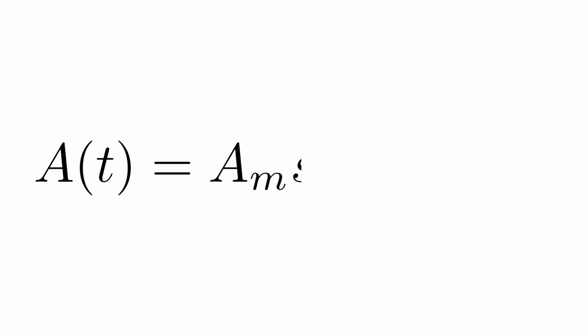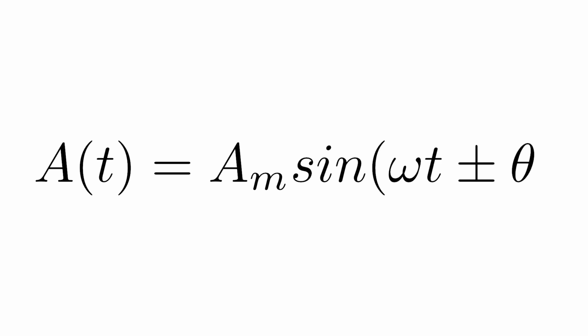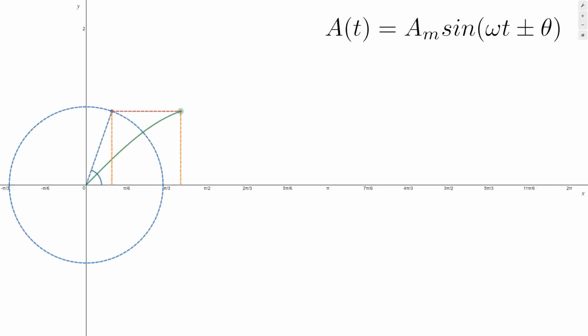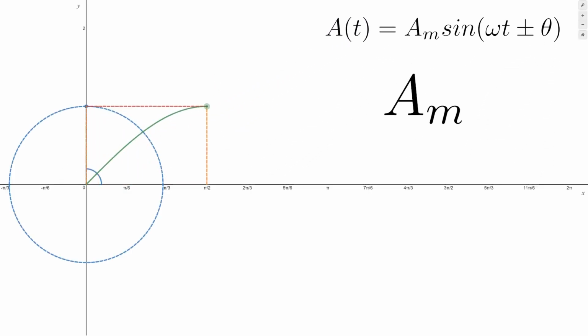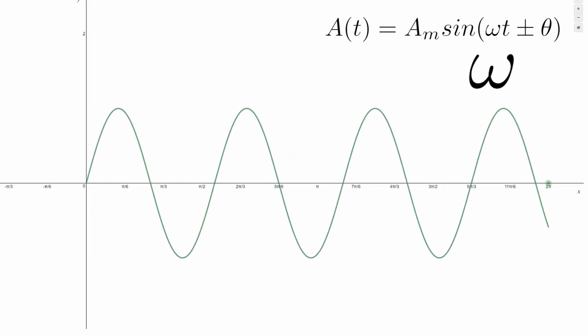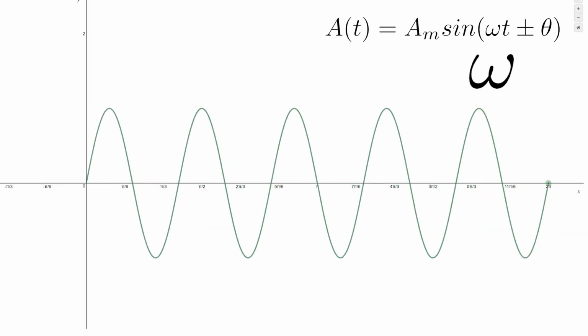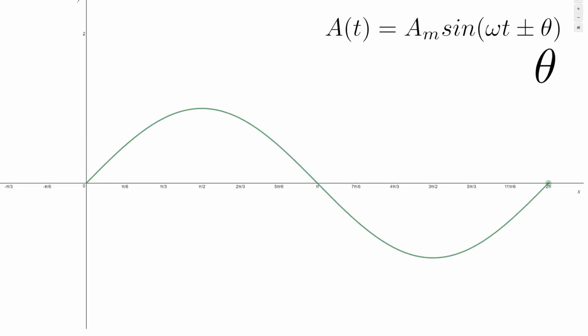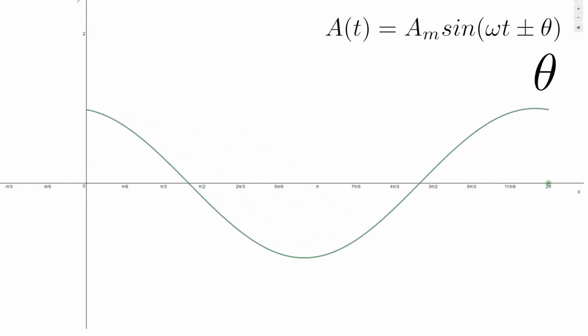We can now generalize all sine waves using the form amplitude with time is equal to peak amplitude times sine omega t plus or minus theta. A is the amplitude of the wave, equal to the radius of the unit circle. Omega is the angular velocity, the speed at which the angle changes within the circle. Angular velocity is defined as 2 pi times frequency, the number of oscillations per second. Theta is the phase and changes where the wave sits on the line.